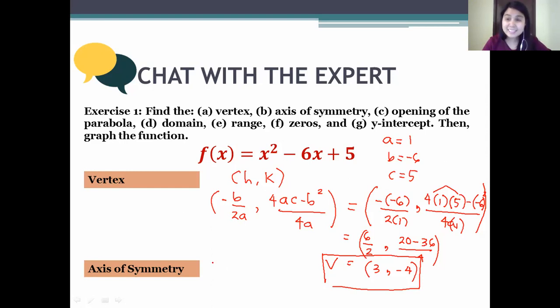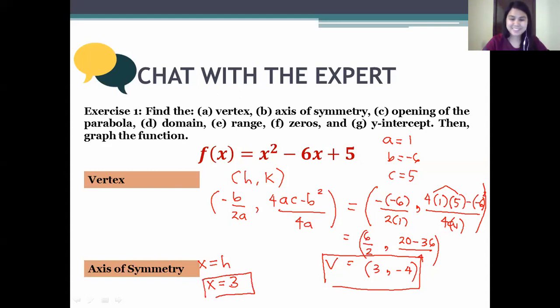Next, axis of symmetry. Remember, it's x equals h. So what's our h? In the chat box, what is the value of our h? Remember, this is (h, k). So what's the value of our h? 3. 3, very good. So our axis of symmetry is x equals 3.